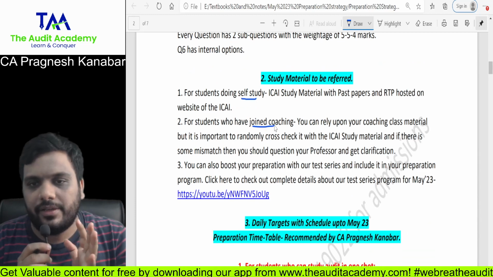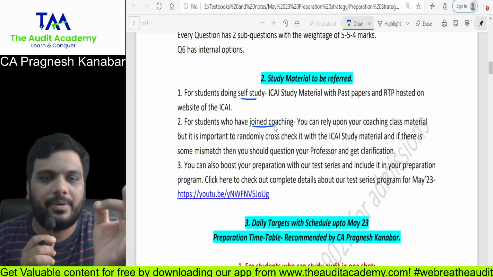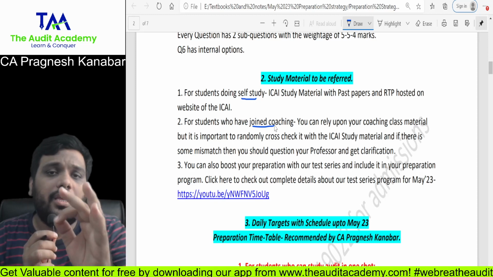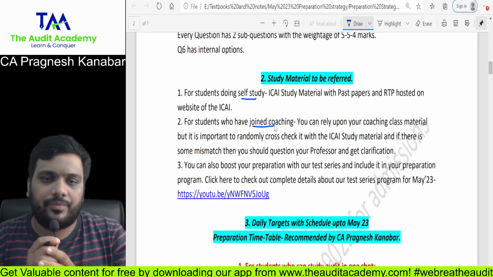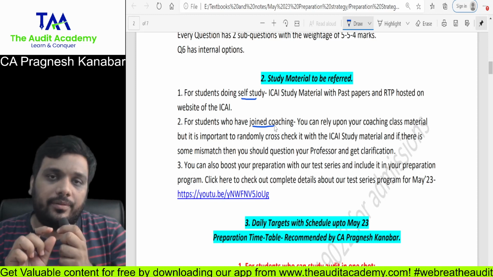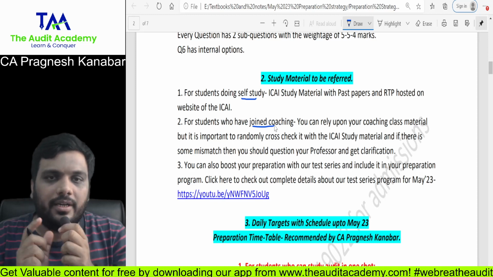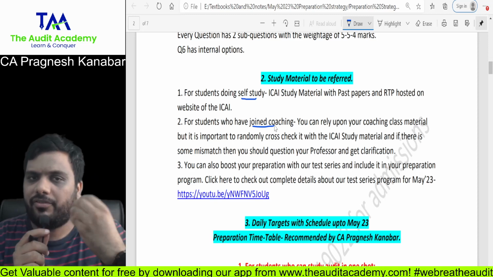For students who are doing self-study, the ICAI study material with past papers and RTPs hosted on the website of the ICAI, you have to cover every single bit. But students who have joined coaching can refer to the coaching class material. Even for my students, I'm saying, refer to the coaching class material.